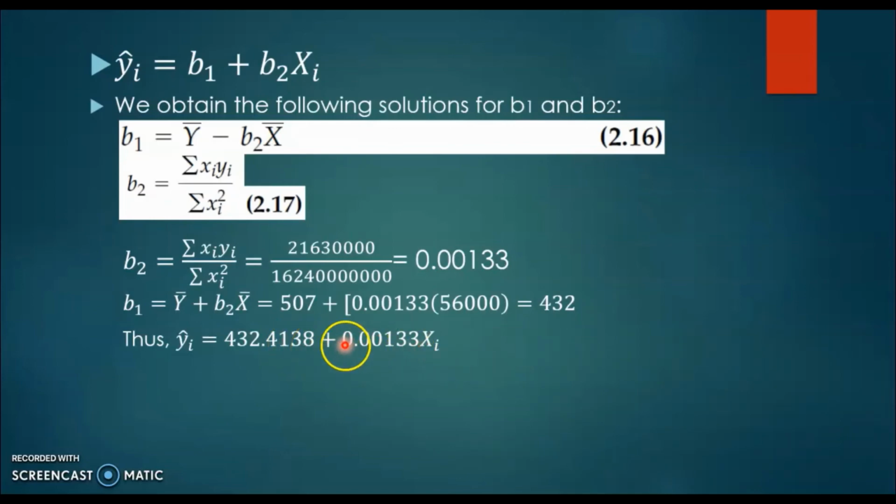So instead of having 0.00133, you can have 0.0013 instead.